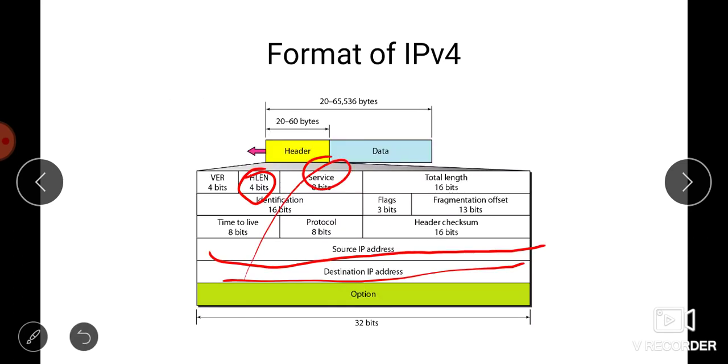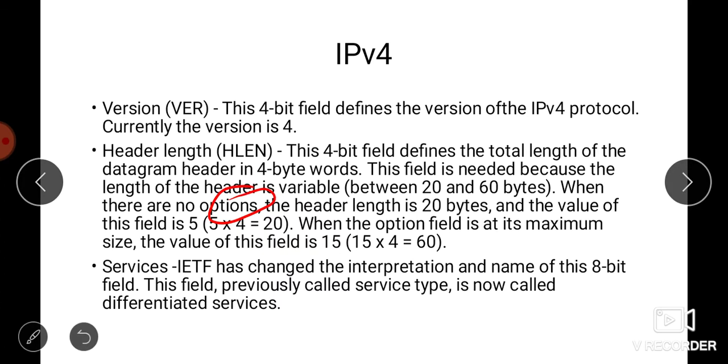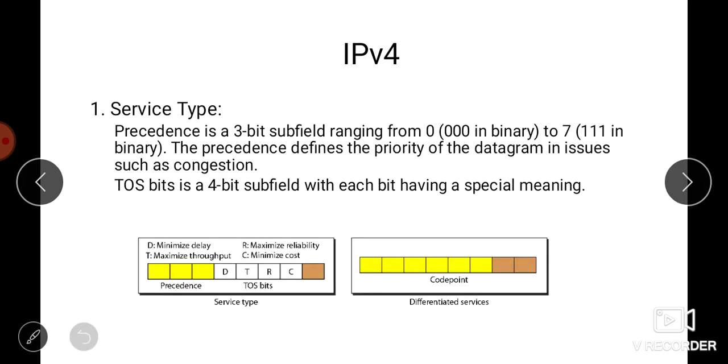Total 8 bits are there, so we will divide the bits. First is service type. Precedence is a 3-bit subfield which ranges from 0, that is 000, to 7, that is 111. The precedence defines the priority of the datagram in issues such as congestion. Congestion we will study later. So these 3 bits basically decide the precedence of the packet when there is congestion.